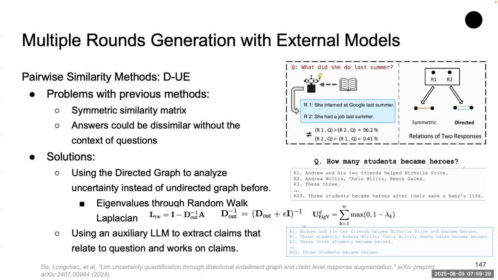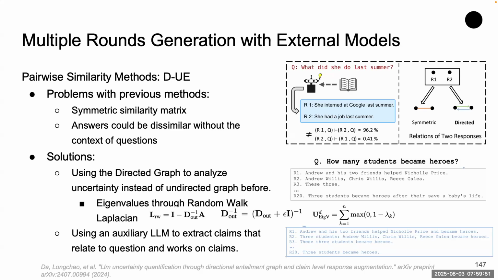With this directed graph, it's not easy to do the graph Laplacian. You have to do the random walk Laplacian, which is formulated in this way. And they're also using eigenvalues here in a similar way. And like I said before, you are not just comparing the traditional answers. You are comparing those kinds of answers.